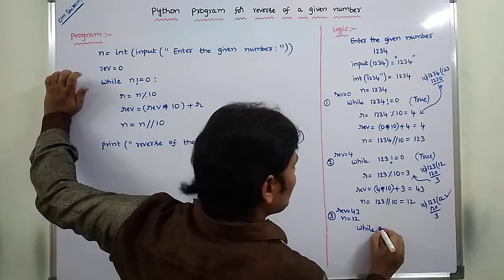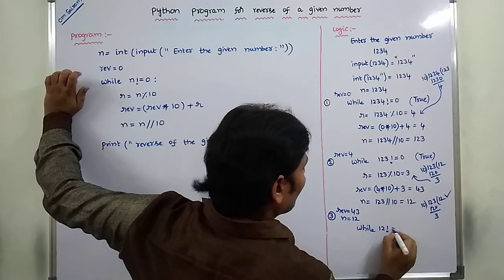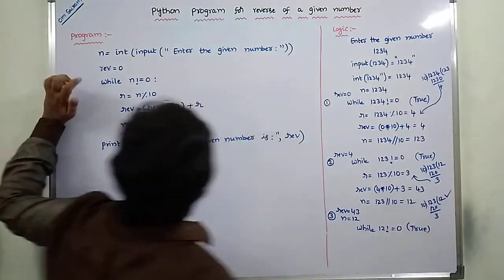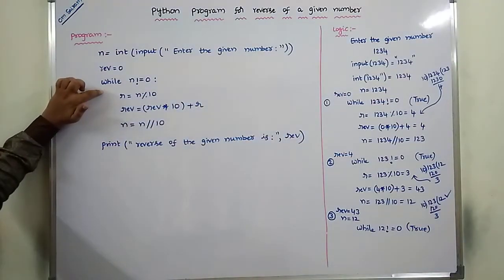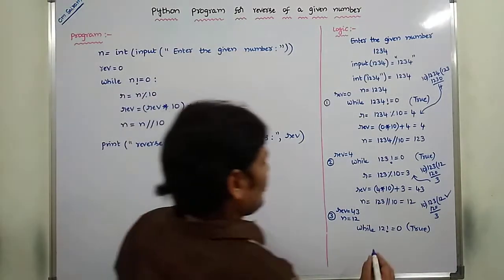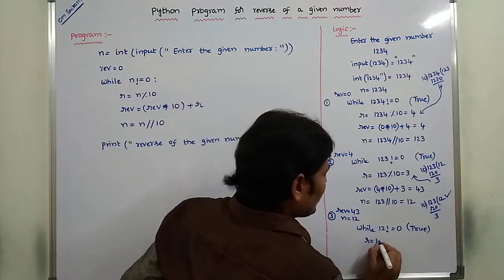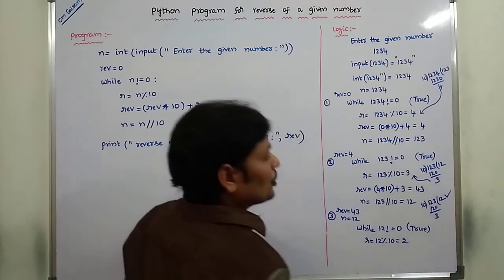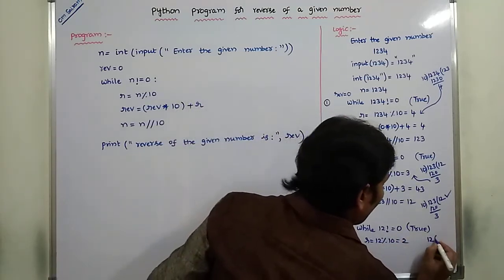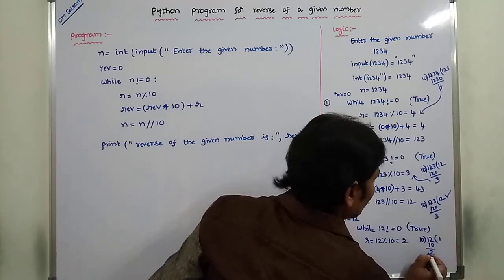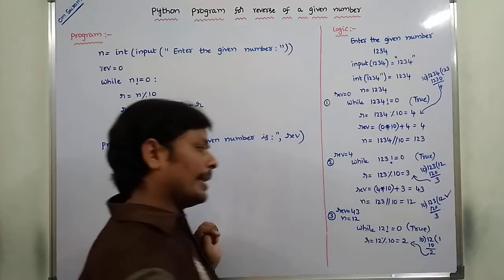While N value, how much? 12. 12 not equal to 0, that is, the condition is true. If the condition is true, then the statements within the while loop are executed. So R is equal to 12 modulus operator 10, that is equal to 2. That means 12 can be divided by 10 once, and the remainder is 2. This remainder we are getting.